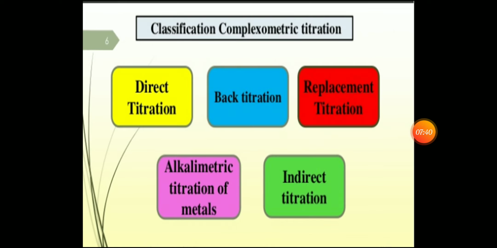Next we will go towards the classification. What is the classification of the complexometric agents? It is mentioned differently in various books and references. We can say there are 5 classes: the first is direct titration, then back titration, then replacement titration, then alkalimetric titration, and last is indirect titration. These are the 5 classes.